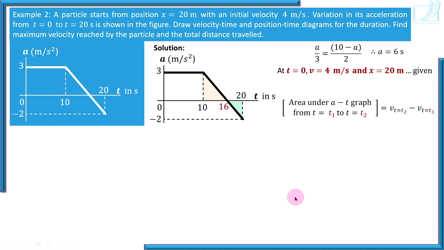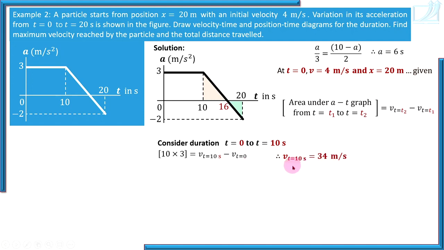So use this formula now to find velocities at important instants. First time interval, time at which velocity is known, time at which velocity is to be found out, in the sense t equal to 0 to t equal to 10 seconds. So consider this duration 0 to 10 seconds. Area under the a-t diagram, it is rectangular area, 10 into 3, that gives you final velocity minus initial velocity in this interval, that is velocity at t equal to 10 minus velocity at t equal to 0. At t equal to 0, velocity is 4 meters per second. So put this value here and you will get the answer. Now next duration 10 to 16 seconds.